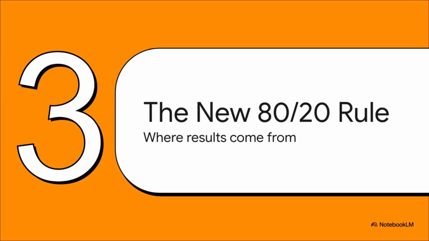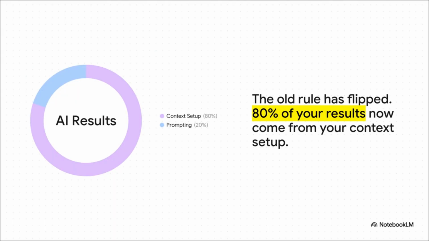Okay, let's try to put some numbers to this. The impact here is so big that it actually creates a whole new 80-20 rule for getting great results from AI. It's about understanding where the real work happens. According to our source, the old model is completely flipped on its head. Today, 80% of the quality of your result comes from the context you set up beforehand. Only 20% comes from the prompt itself.